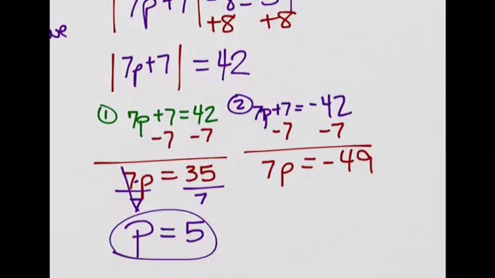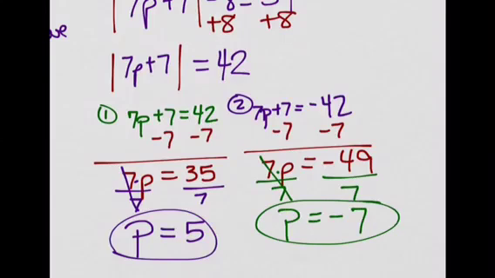Okay, and then again, I see that 7 and p are being multiplied, so to undo that, I go ahead and divide both sides by 7, and I should end up with p equal to negative 7. Okay, now the one thing that I want you guys to pause and really take a look at here is my two equations.